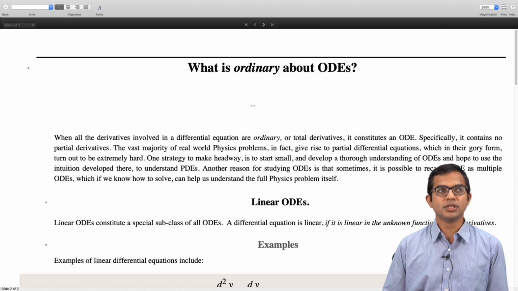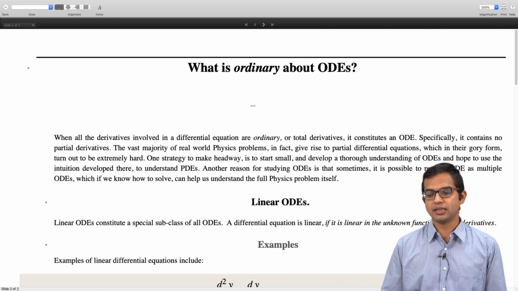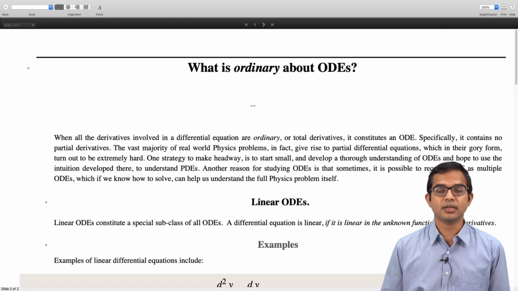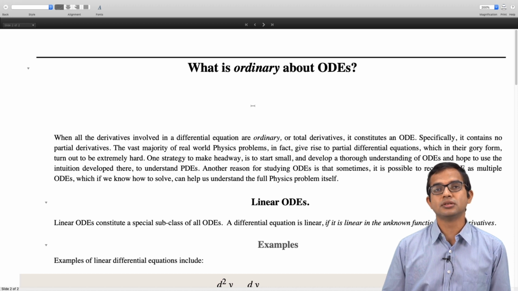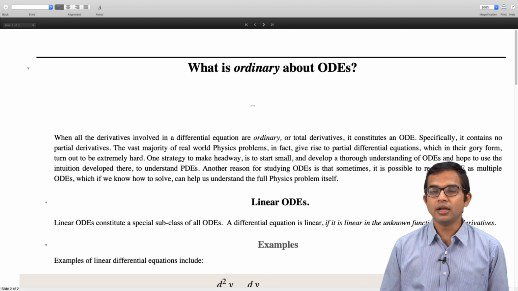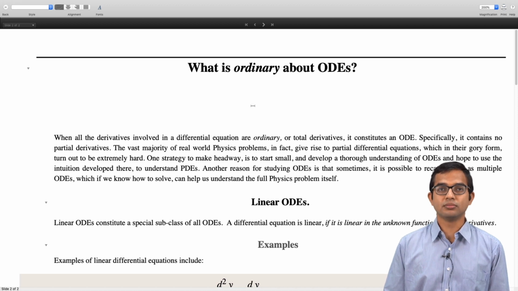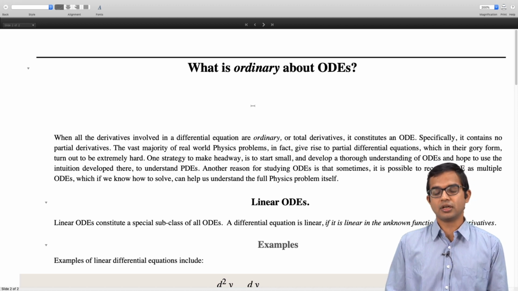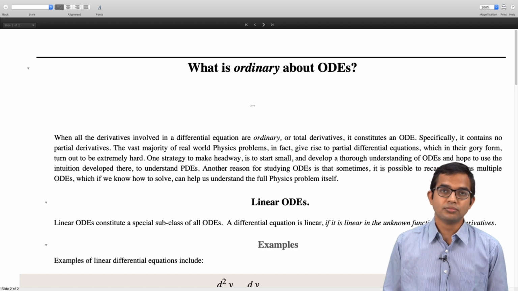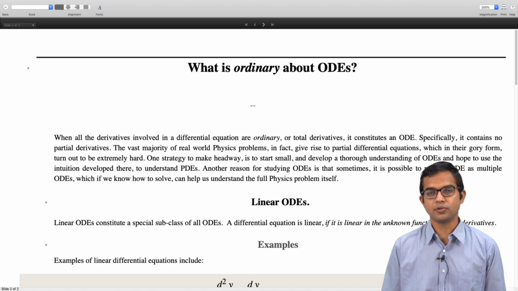In physics, we have lots of real world phenomena which give us partial differential equations. It's possible, using certain techniques for certain classes of partial differential equations, to recast these partial differential equations into ordinary differential equations, or a smaller set of partial differential equations can be recast as a larger set of ordinary differential equations. In any case, a solid theoretical understanding of ODEs is absolutely essential if you want to tackle the more gory problems which come up within the field of partial differential equations.